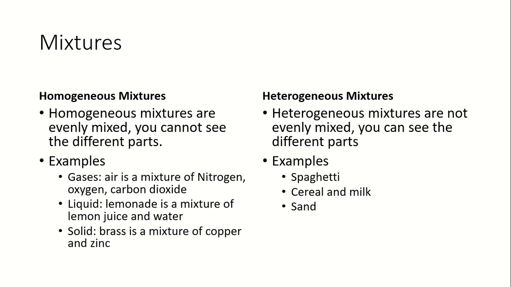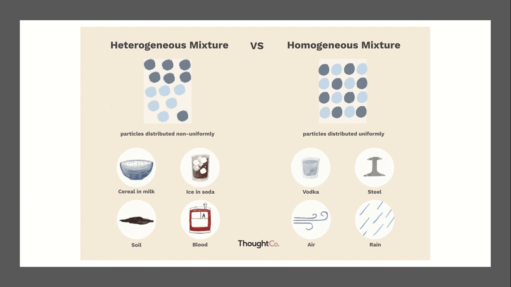We have heterogeneous mixtures. Heterogeneous mixtures are not evenly mixed. You can see the different parts. Examples include spaghetti, cereal and milk, as well as sand. And here are some images of your homogeneous and heterogeneous mixtures.